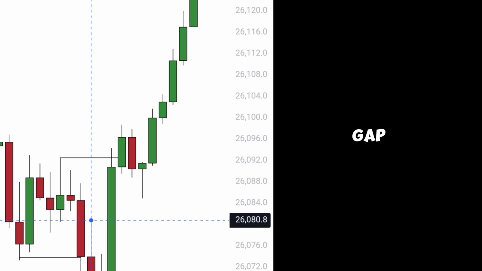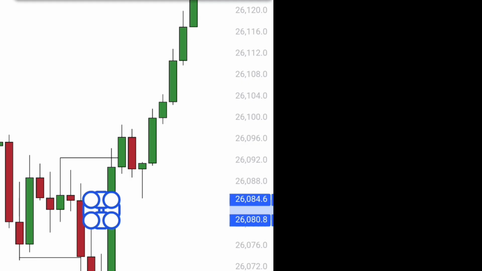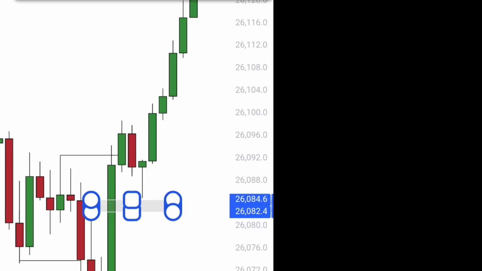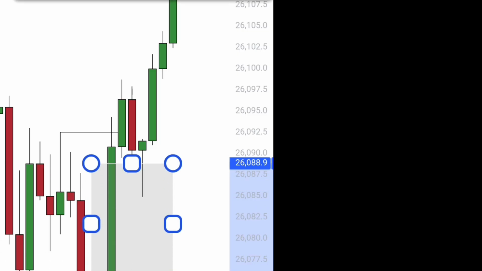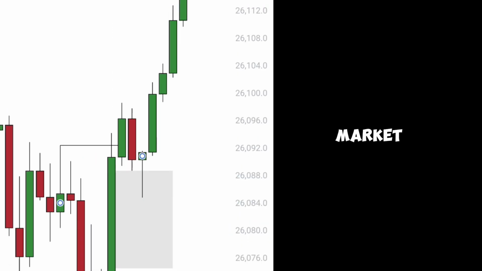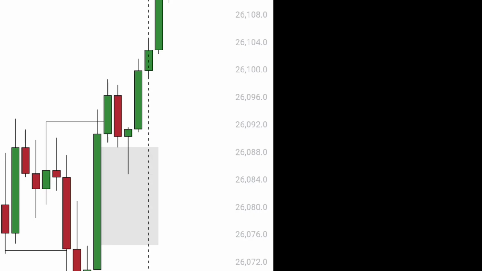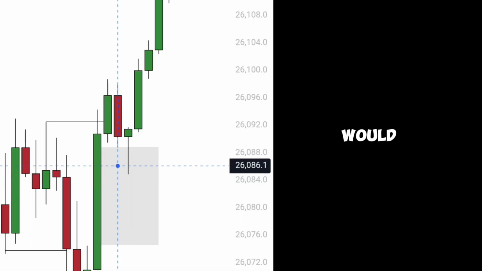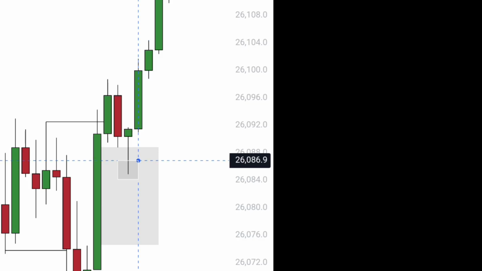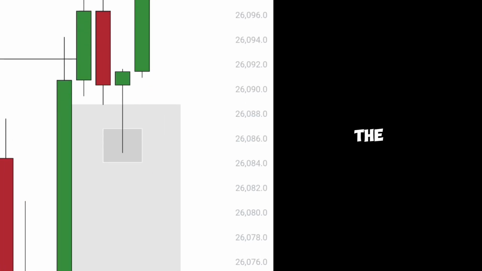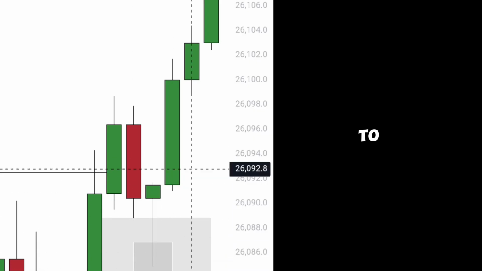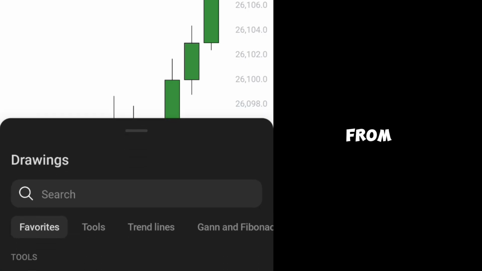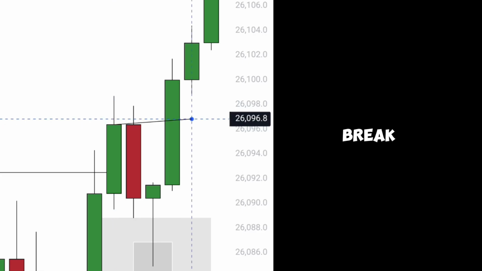a gap. Okay, we have a lot of gap here. So this was a gap. The market tapped into that gap here, formed a new low, very small, and I would call it not so significant. And then after it formed that low, the candles that formed that low, you want to see it being broken out from. So we had that break of candle.